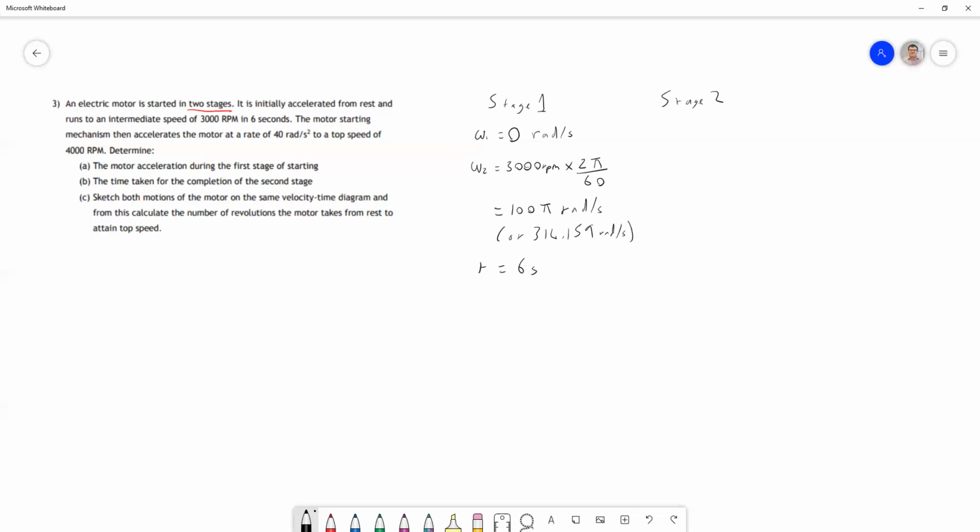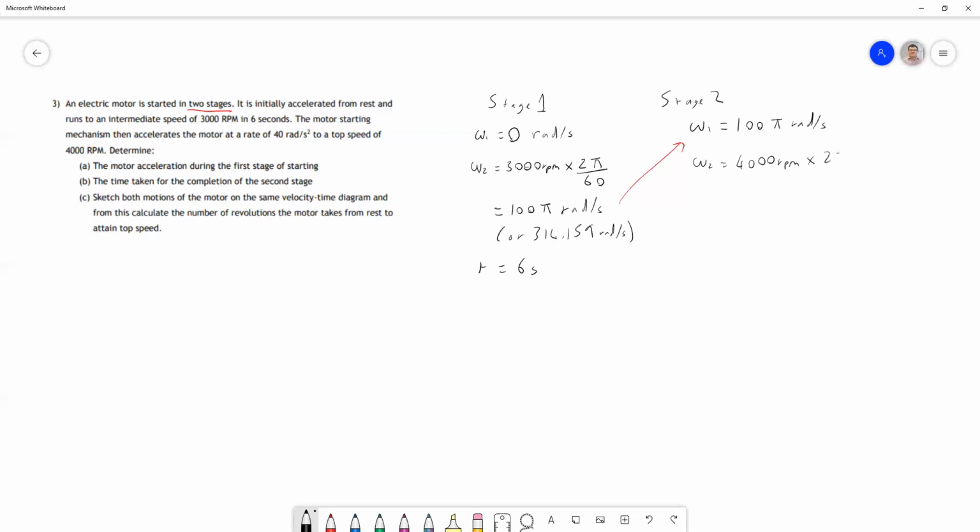So in the second stage of the motion, we know a few things. We actually know one thing already. At the beginning of stage 2, our initial velocity is going to be the velocity from the end of stage 1. Stage 2 follows immediately on from stage 1. So we can write down straight away, this is 100 pi radians per second. That's the speed the motor's already rotating at when stage 2 starts. Omega-2, we're given in the question, is 4000 RPM. This is our final velocity of stage 2 and of our whole motion.